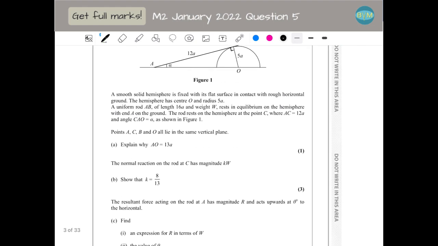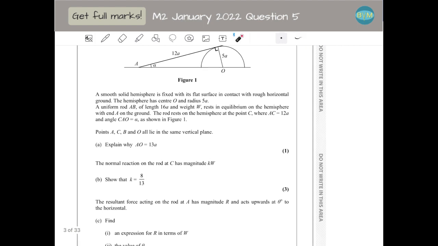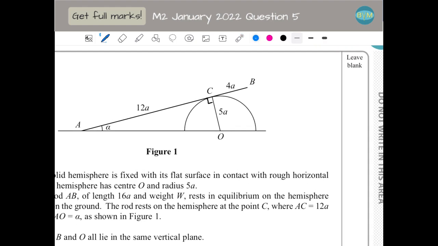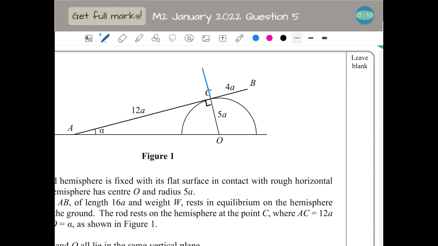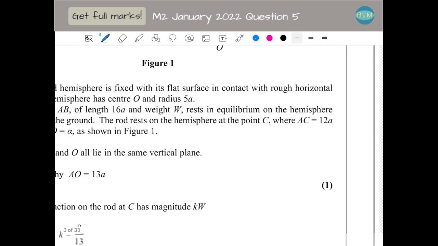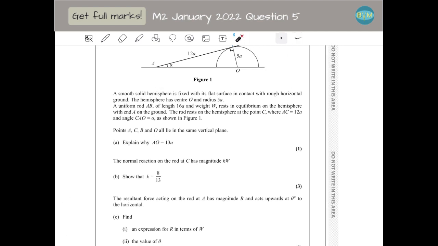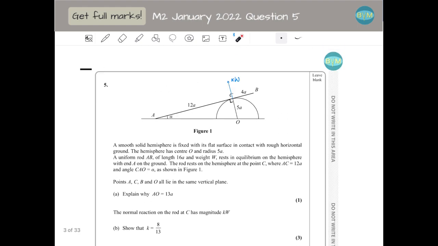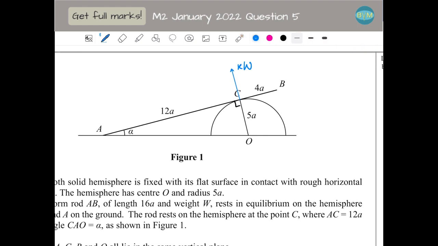Then we have the normal reaction on the rod at C, which has magnitude kW. It is perpendicular not to the rod, but to the surface of the hemisphere, and this is kW. They are asking us to show that this constant k is 8/13. So let's draw all the other forces that we have. We have the weight at the midpoint, because it's a uniform rod. This distance, so we don't forget, is half of the rod. If the rod is 16a, this is 8a.